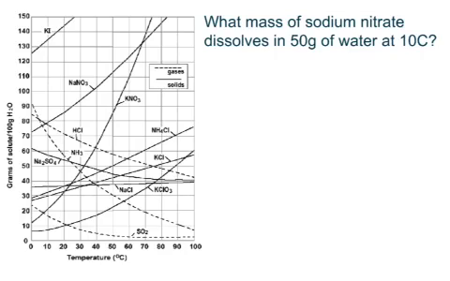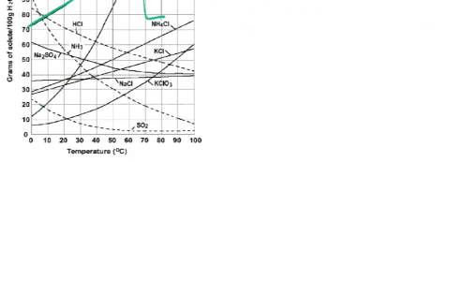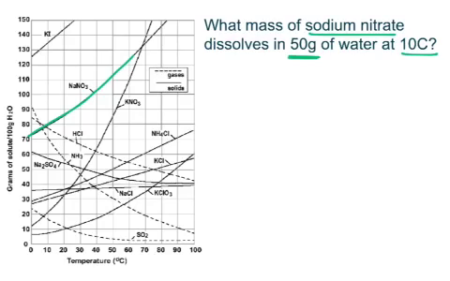Similar question. What's different here is the amount of water. So now we're looking for sodium nitrate at 10 degrees. That is NaNO3 right here. 10 degrees is right here. So if this question was exactly the same as the last one, and it was just asking about sodium nitrate at 10 degrees, the answer would be 80.